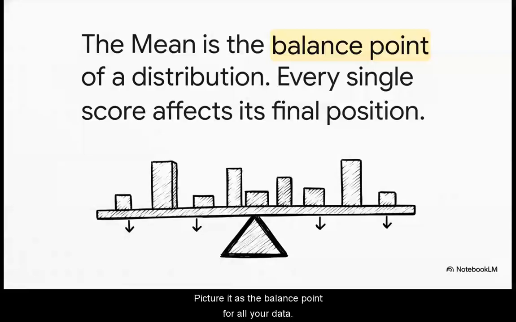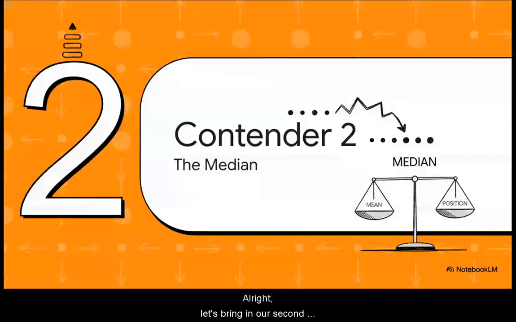Here's another really great way to think about the mean. Picture it as the balance point for all your data. If you imagined every data point had a little weight and you placed them all on a seesaw, the mean is the exact spot you'd have to put the fulcrum to make it perfectly balanced. And what that means is that every single score, big or small, has an effect on where that balance point ends up.